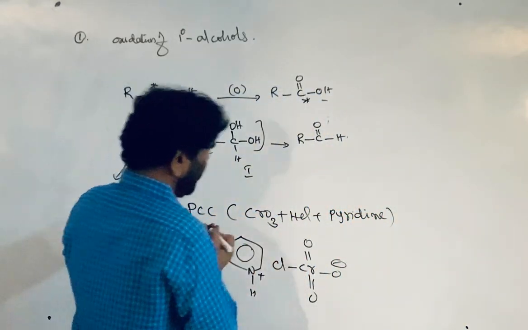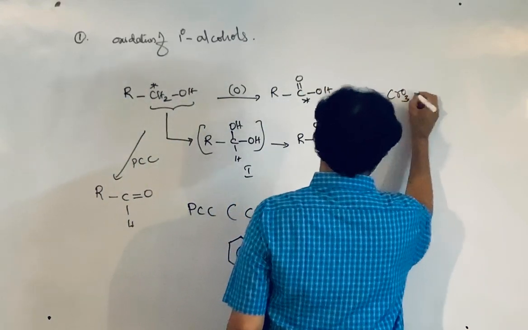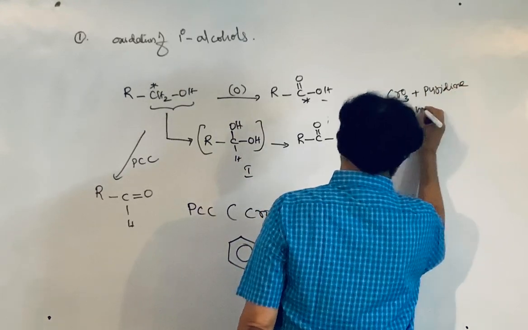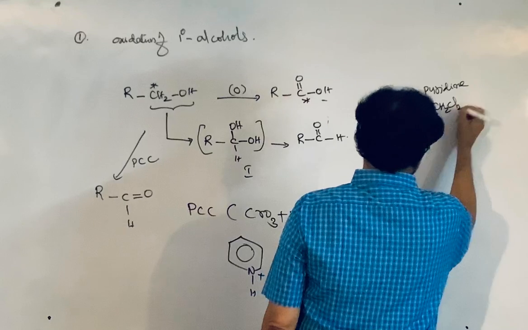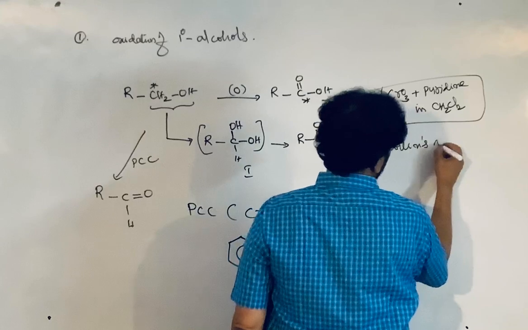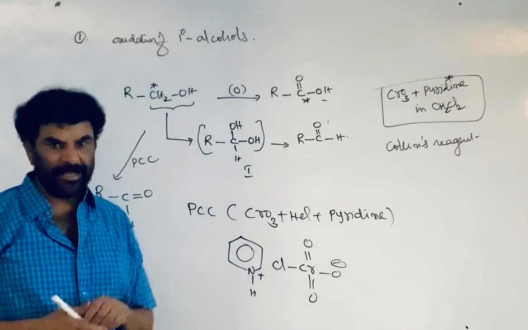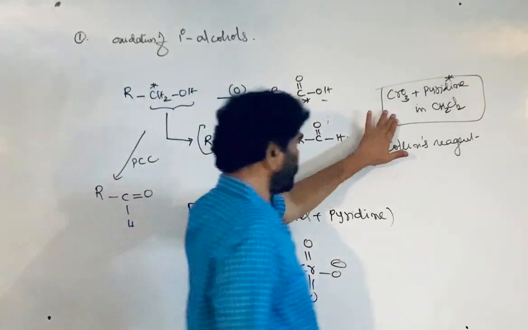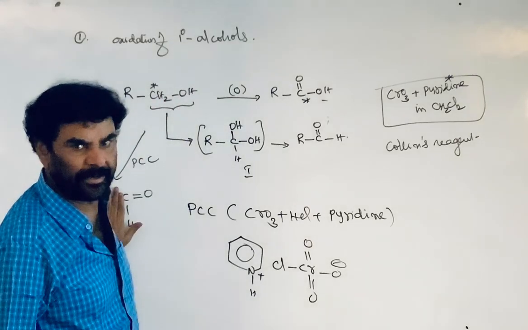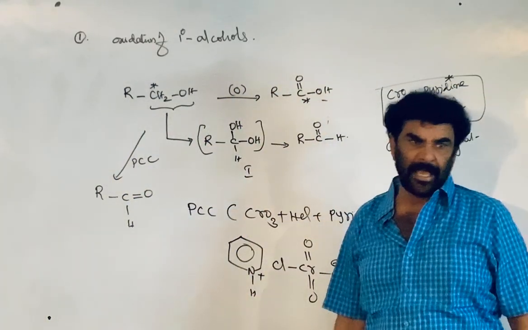The other one is the Collins reagent, that is CrO3 and pyridine in a solvent like dichloromethane. This is called the Collins reagent. It acts in a basic medium, since pyridine is basic. The Collins reagent also converts the primary alcohol into aldehyde, so there is no question of converting the primary alcohol into carboxylic acid.